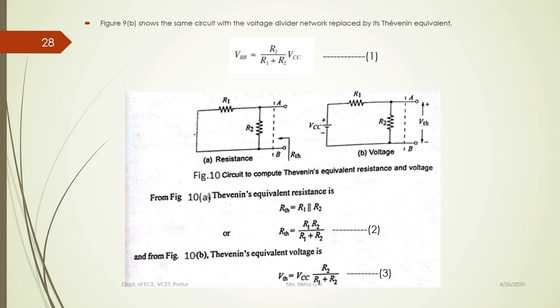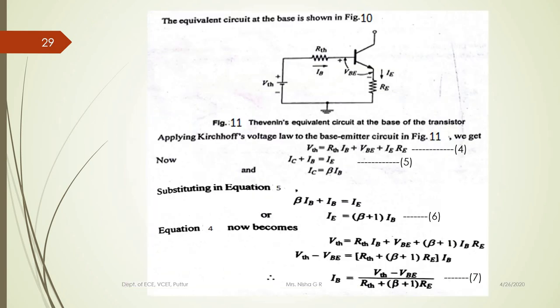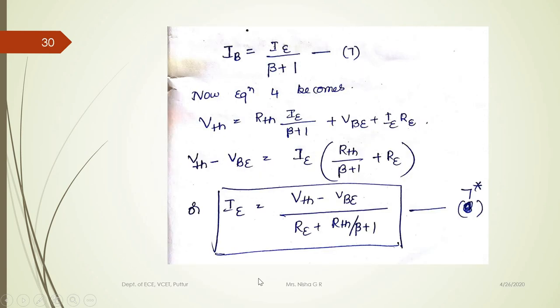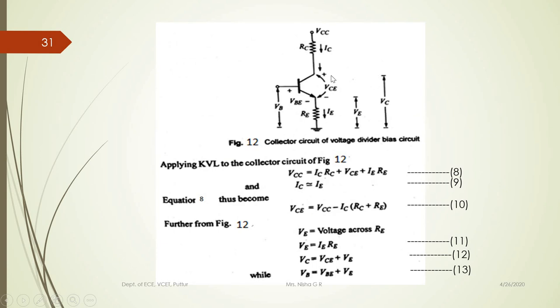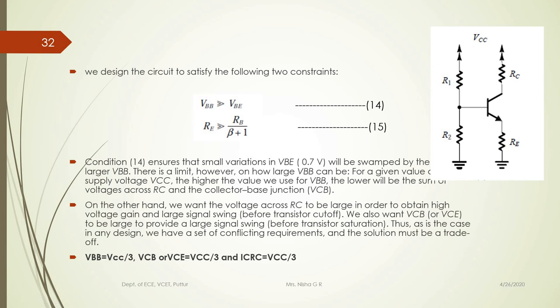Then the Thevenin's equivalent, the RTH and VTH values, or VBB and RB values, and then applying KVL for the input loop, obtaining the equations for IB and then IE. Then you need to write down the KVL equation for the output loop. There we will get VC equal to VCC minus IC into RC plus RE, and then you have to write down these two constraints.